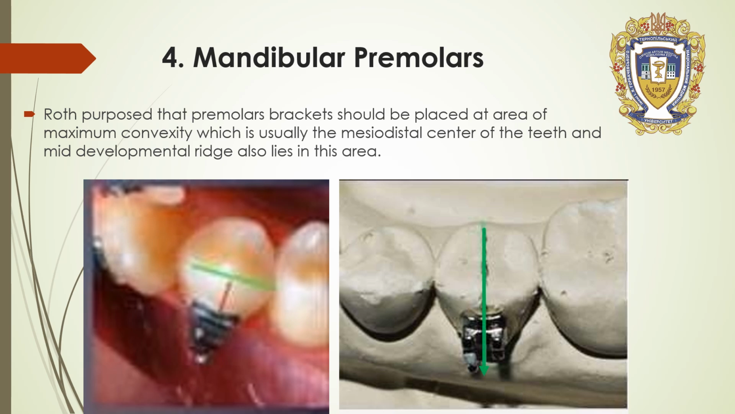Next group of teeth, mandibular premolars. Roth proposed that premolar brackets should be placed at the area of maximum convexity, which is usually the mesiodistal center of the teeth, and the mid-developmental ridge also lies in this area, like in this picture.